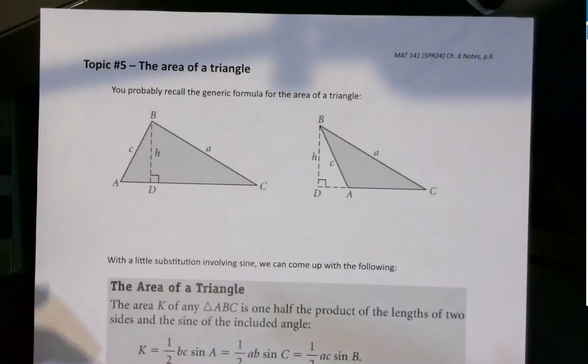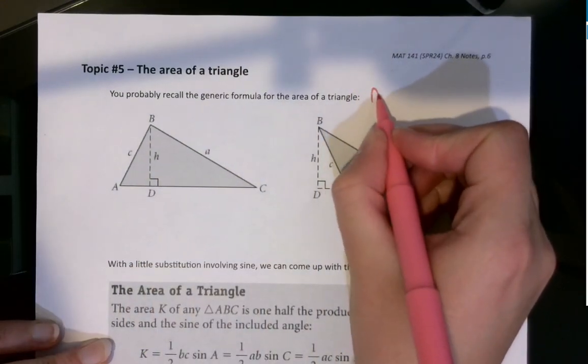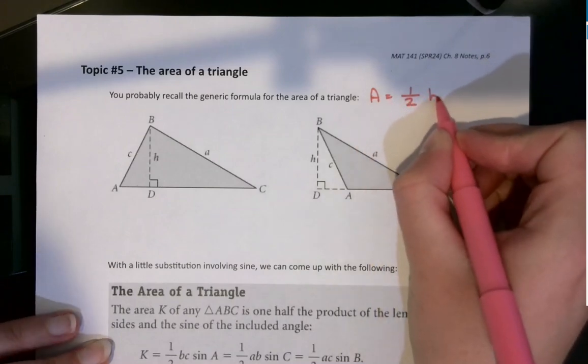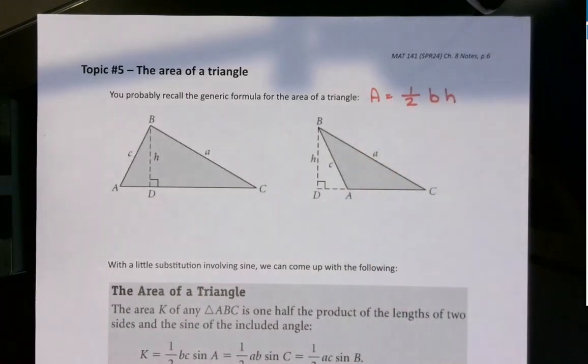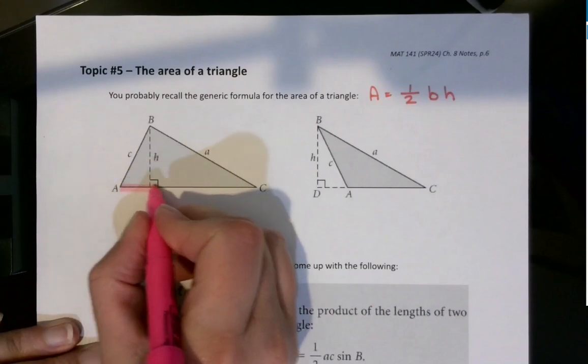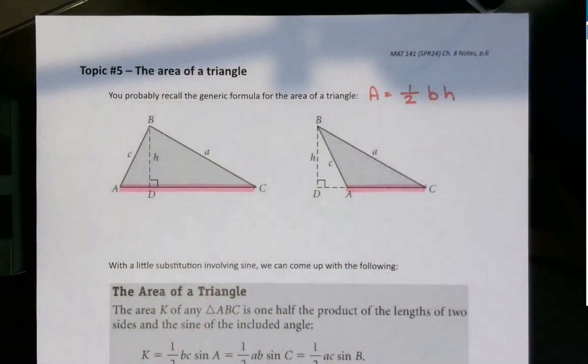I almost forgot about our last page here, which is on the area of a triangle. You probably recall the generic formula for the area of a triangle. Area is equal to 1/2 times the base times the height. In order to be able to find the area of the triangle using this formula, you do need to know the length of the base of the triangle, and you also need to know the length of the height of the triangle.